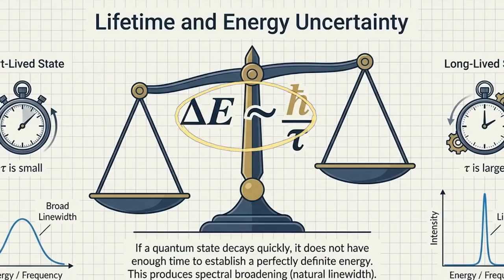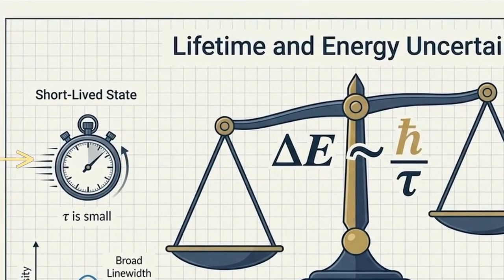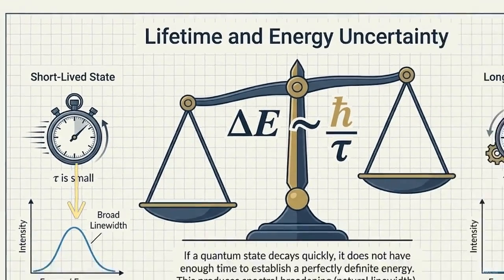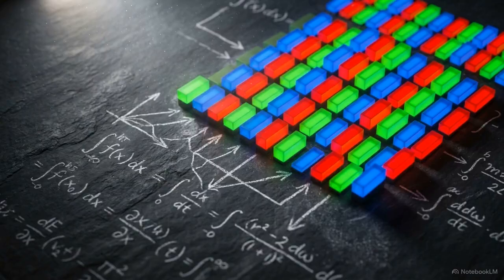Energy and time are conjugate variables in the uncertainty principle. If a state decays after a short interval, its energy becomes indeterminate. This manifests as spectral broadening. A rapid decay appears as a broad peak, while a long-lasting state produces a sharp, narrow spike. Balancing this energy lifetime equation is essential for designing pure color OLED displays and maintaining coherence in atomic clocks.